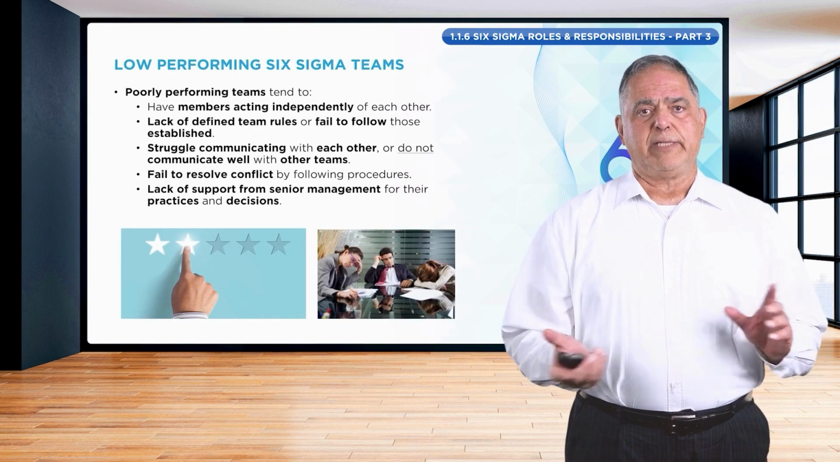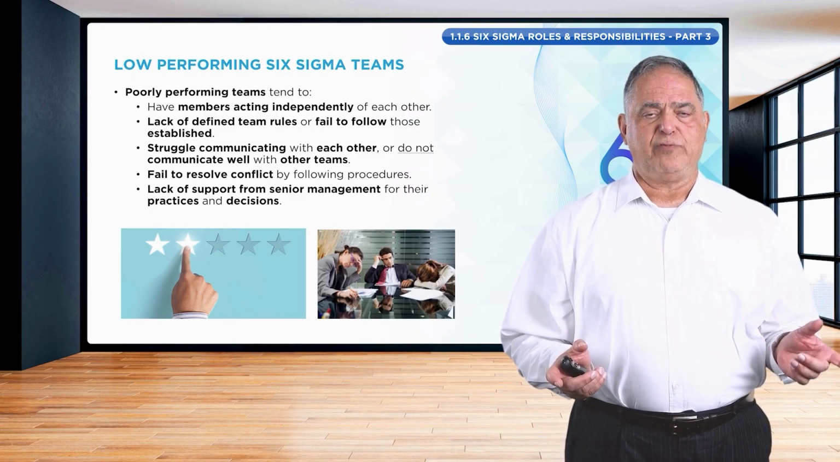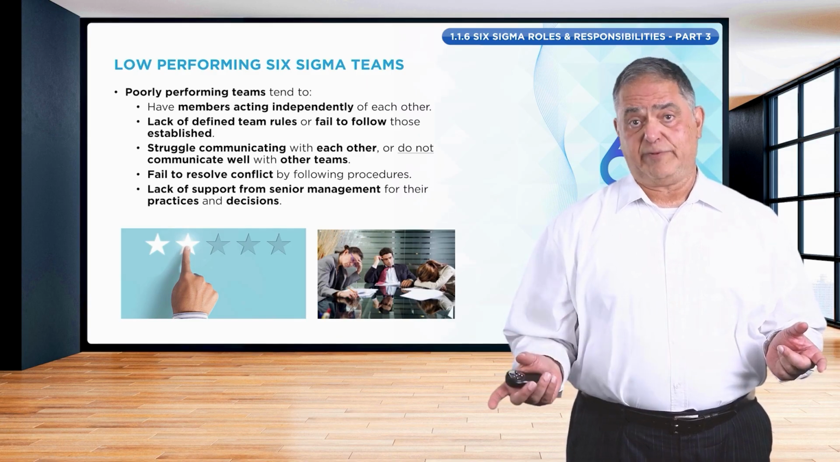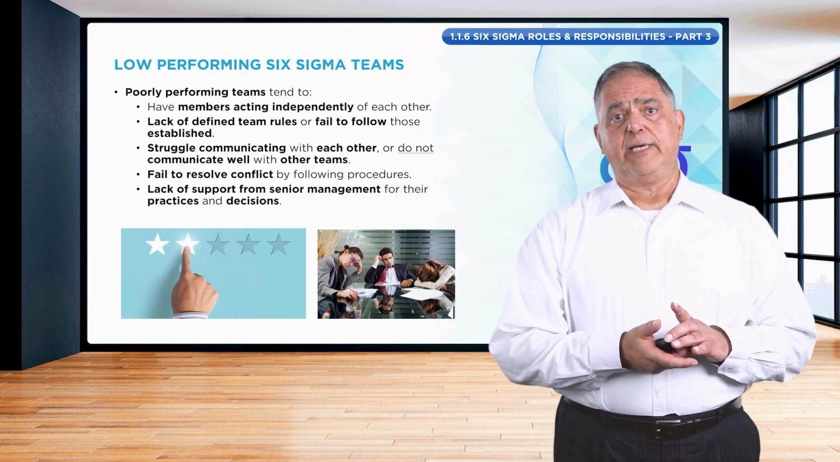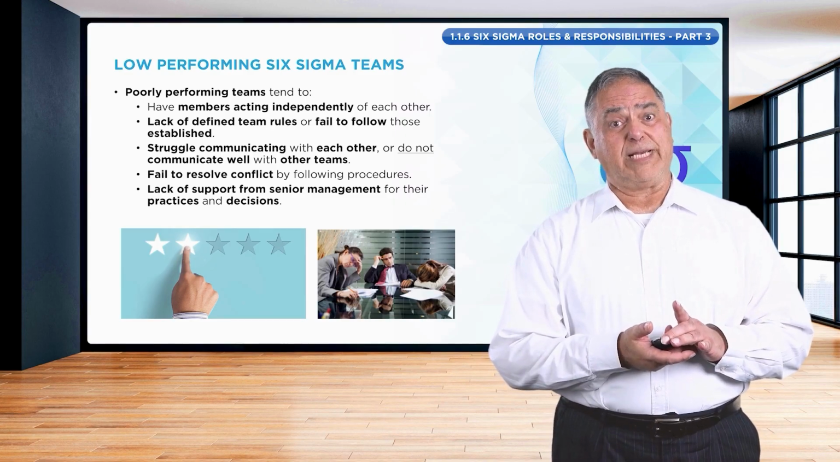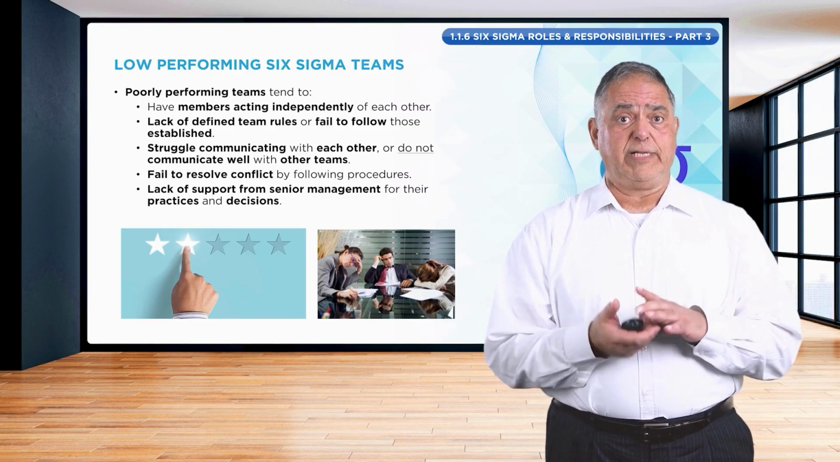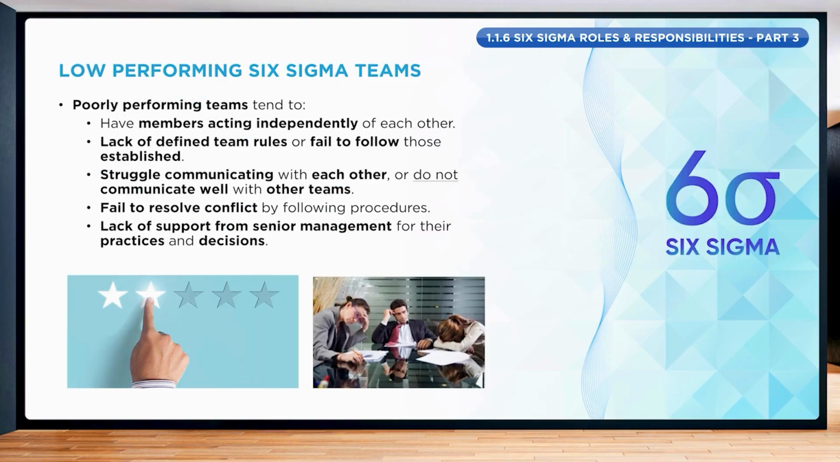Now let's make the contrast between low-performing Six Sigma teams and high-performing Six Sigma teams. And these are some of the typical characteristics of each of these two types. Poorly performing teams, first of all, have a tendency to have team members acting independently without communicating, for example, with the project manager and other team members when they go and perform a task.